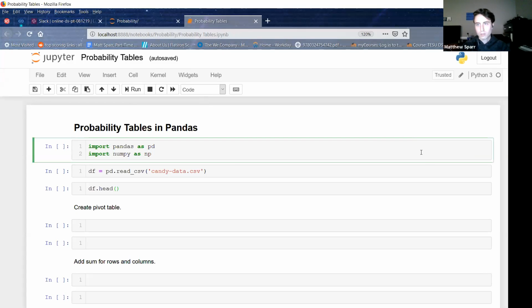All right, so this is going to use the notebook probability tables in the repo. If you feel like coding, you can bring it up and kind of code along. If you don't feel like coding, you can just watch and I'll upload the completed version. So I'll give everyone like 1 second to open it if you want to.